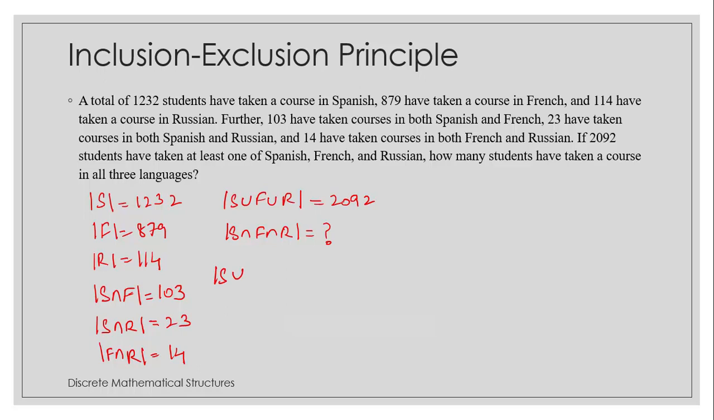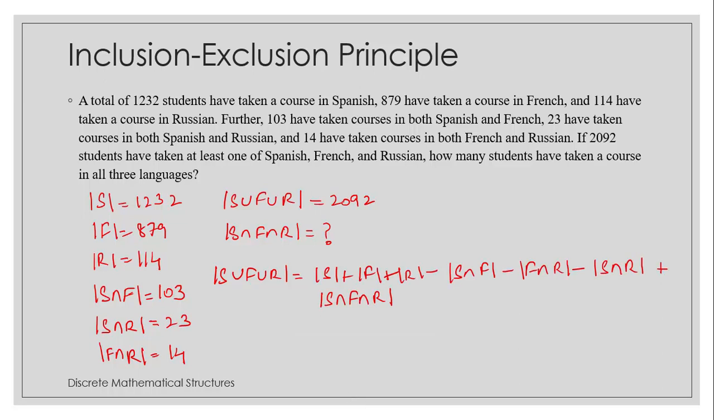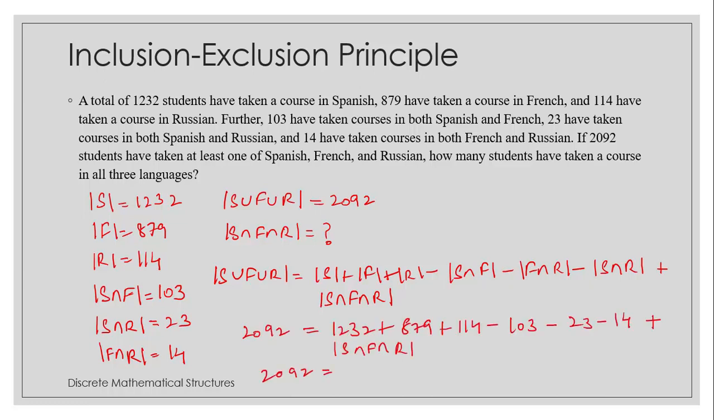Now here we can use the inclusion exclusion principle for 3 sets. So this is the formula that we will be using. Now substituting the given values. Now solving this, this is equal to 2225 minus 140 plus S intersection F intersection R. We get S intersection F intersection R is equal to 7. So there are 7 students who have taken a course in all three languages.